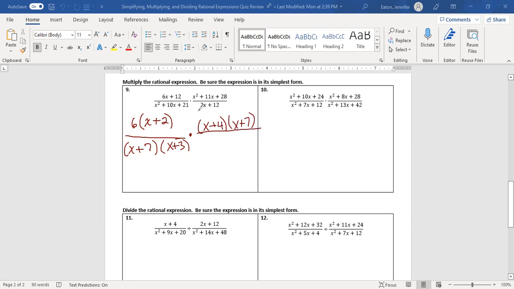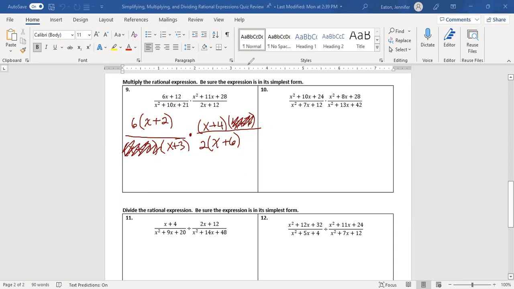And then again, we're going to pull out a greatest common factor here. I know it's a greatest common factor because there's no x squared and there is a number in front of x here. So we say we're going to factor out a 2, because 2 divides both 2 and 12. So 2x divided by 2 is x, and 12 divided by 2 is 6. Now let's cross out what we have in common. I see I have an x plus 7 on top and on bottom.